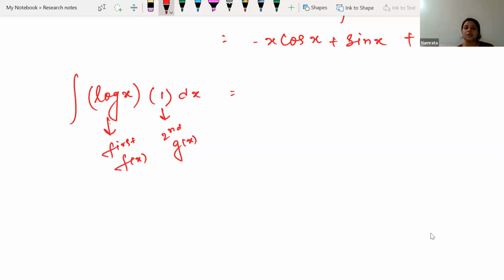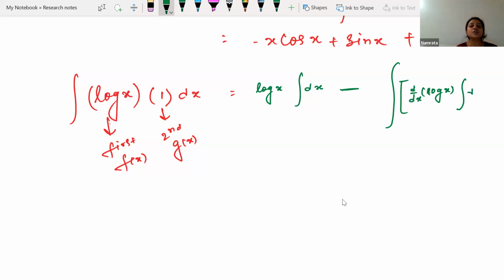So the formula is, do I need to write the formula again, or you have already understood the formula? Okay, you know the formula. So the formula says first function, that is log x, integration of second function, that is 1 dx or only dx, is the same thing, minus derivative of first function. We have to find the derivative of log x. And then integration of the second function, and that total integration again we have to do. This is what the formula says.